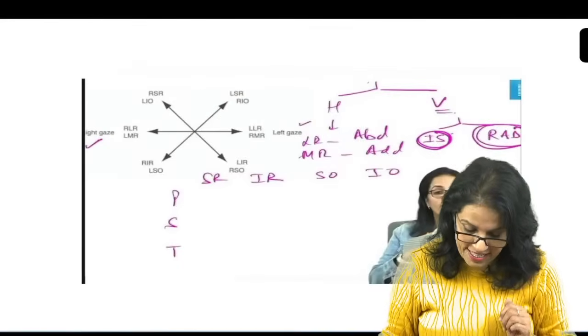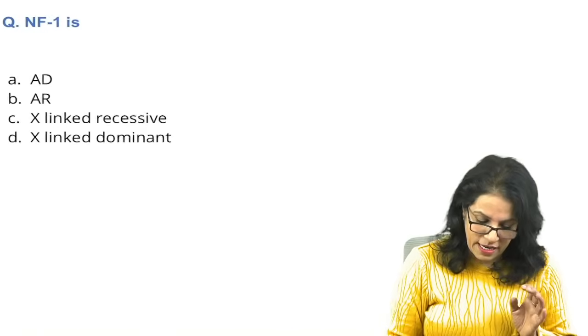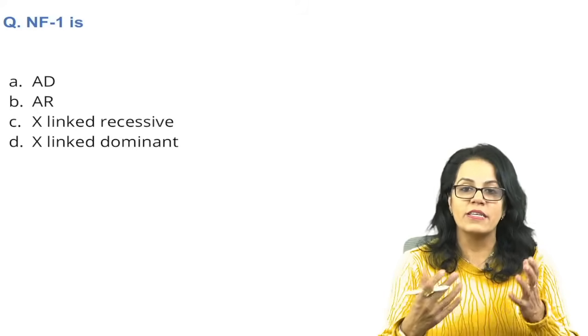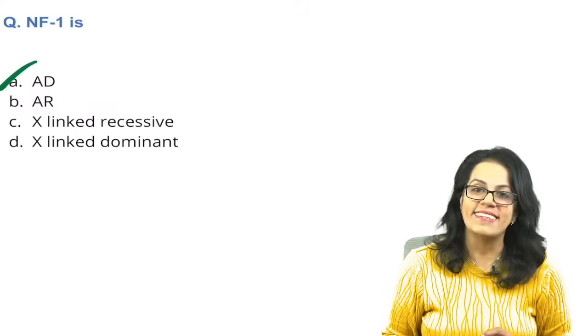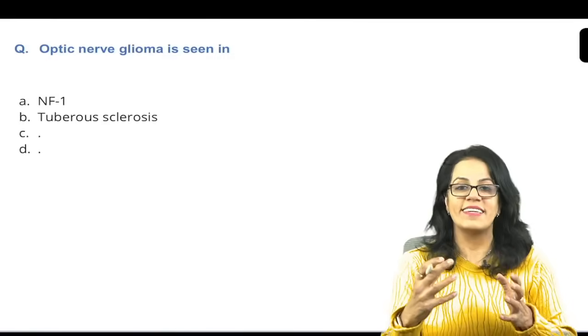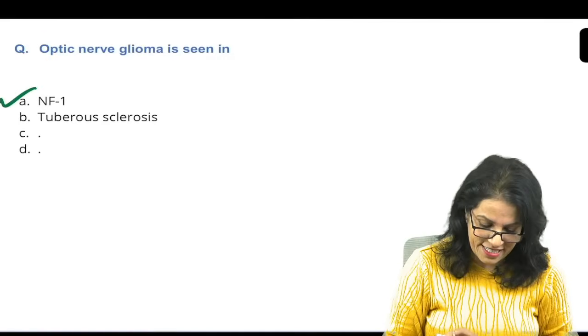Okay, we come to the next question. Next, NF1, I don't know what the question is. One version I'm getting is whether NF1 is autosomal recessive or dominant; it is autosomal dominant. Another version I'm getting is NF1, optic nerve gliomas are associated with. If that is the question, again, it is NF1.